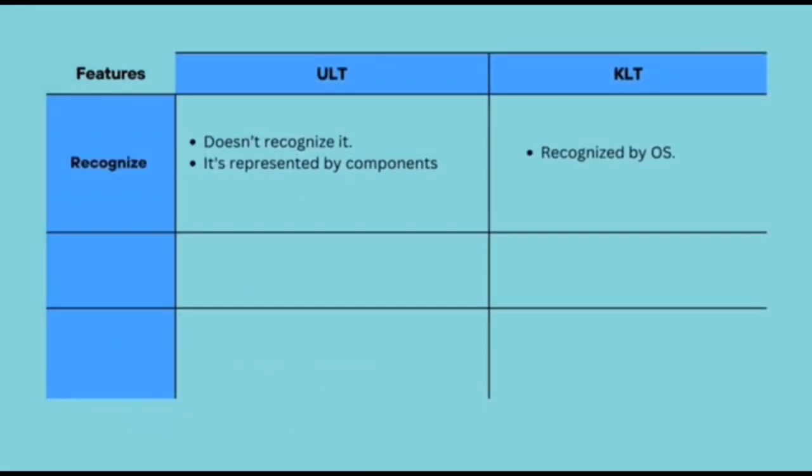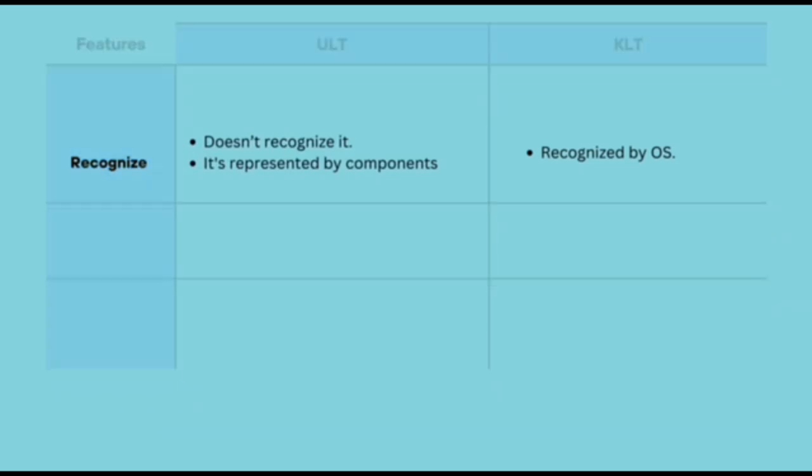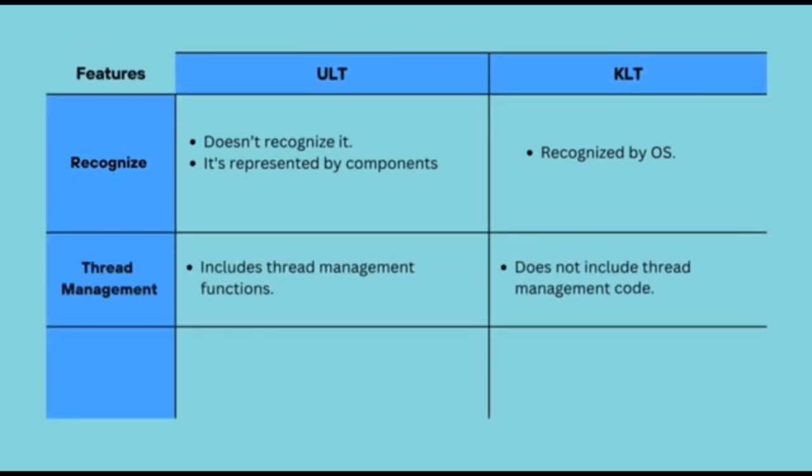Next feature is recognition. For ULT, the OS doesn't recognize it. It is represented by program counters, stacks, registers, and process control blocks, PCBs. And for KLT, it is recognized by the OS. Next feature is thread management. For ULT, its library includes the source code for thread creation, data transfer, thread destruction, message passing, and thread scheduling. And for KLT, the application code on kernel-level threads does not include thread management code, and it is simply an API to the kernel mode.